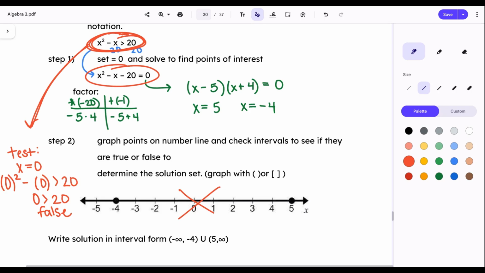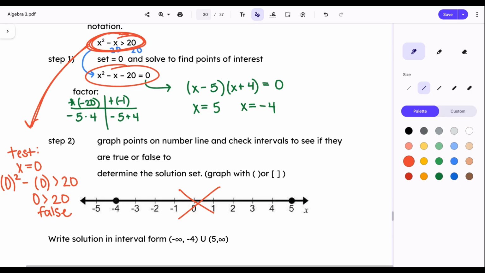So none of that is going to be used, which means my solution set is probably going to be on either side of 5 and -4. But we still want to make sure that we're testing all of our intervals. We want to be diligent and make sure we don't have something crazy happen where nothing works and there's really no solution to the problem, which can happen every once in a while. So I'm going to test another one.